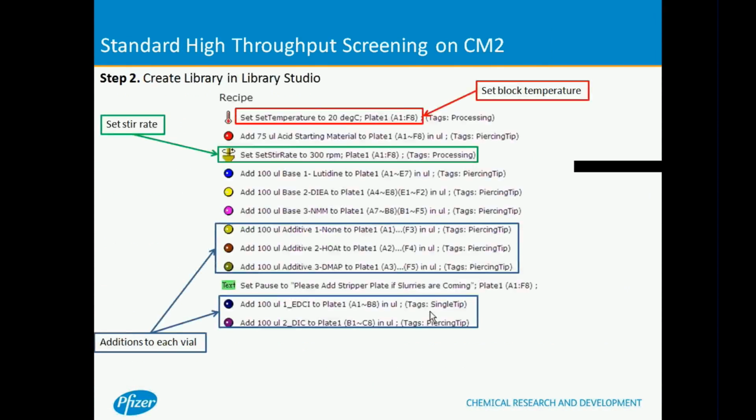After the screen is designed, we create a library in Library Studio. Remember, this is just a recipe to tell the instrument how to run your chemistry. The details of each line aren't very important for your purposes, but what I'll highlight is that you set your block temperature, you set stir rates, and you're telling it what to add to each vial and in what order.